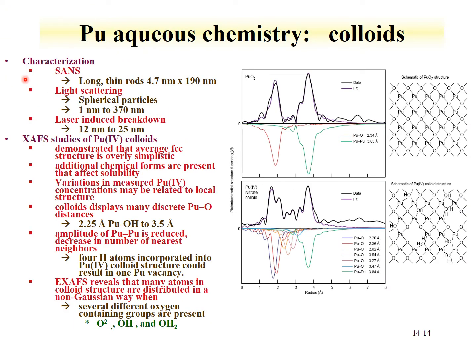Characterization of colloids can be done with a number of different techniques: small angle neutron scattering, light scattering, laser-induced breakdown spectroscopy. Each of these tends to produce different results as far as the characterization of plutonium colloid particle sizes. That has to do with two things. One, the methods themselves. For instance, light scattering is predicated upon spherical particles. And two, the solutions are different. The time between when the solution was made and when the measurement was made will vary. Therefore, the results can be varied.